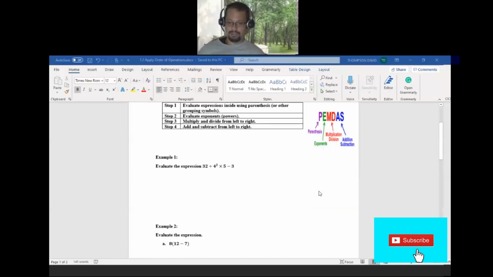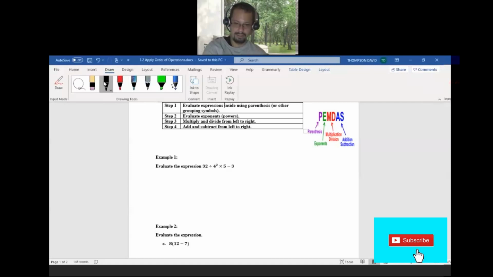Evaluate the expression 32 divided by 4 squared times 5 minus 3. So we don't have grouping symbols in this example, but we do have an exponent. So let's start with copying down what we have. We have 32 divided by 4 squared, which is 16, times 5 minus 3.